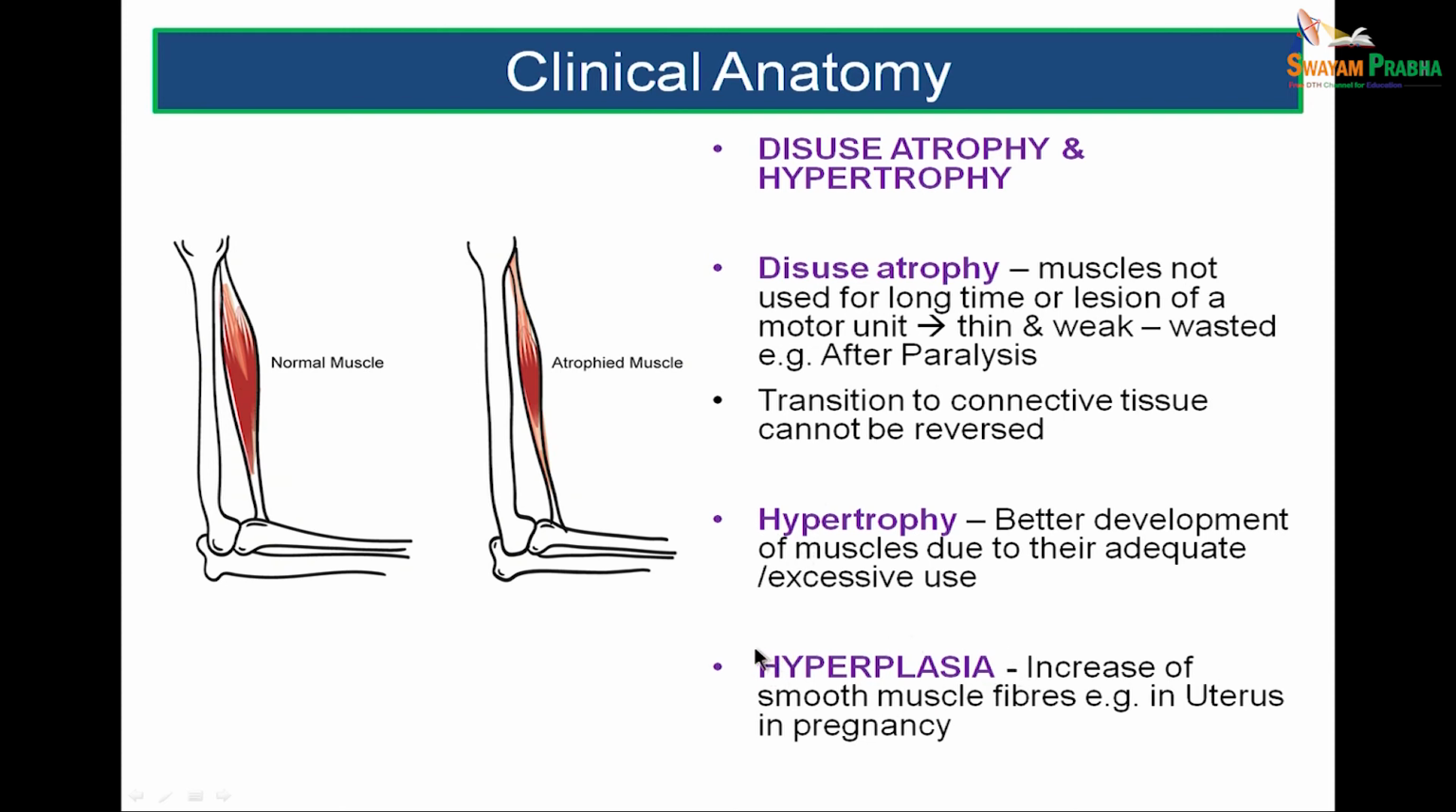Hyperplasia, on the other hand, is a term you should understand. It is an increase in the number of fibers, like for example, in the uterus in pregnancy. In order to accommodate the fetus, the number of fibers in the uterus increases. So, in hypertrophy, a muscle increases in size. In hyperplasia, you have more number of cells.